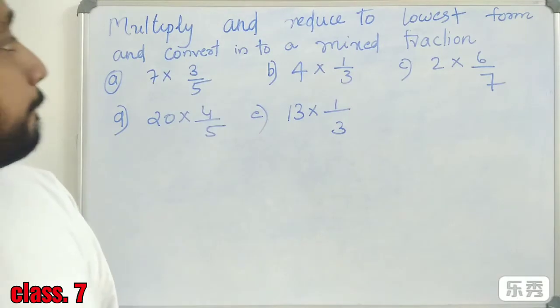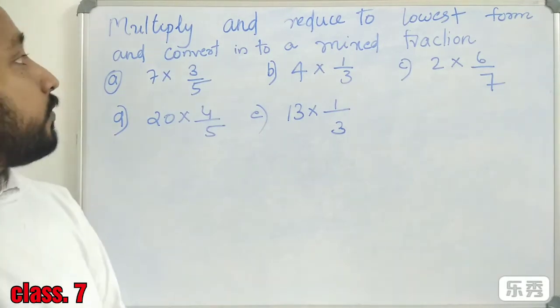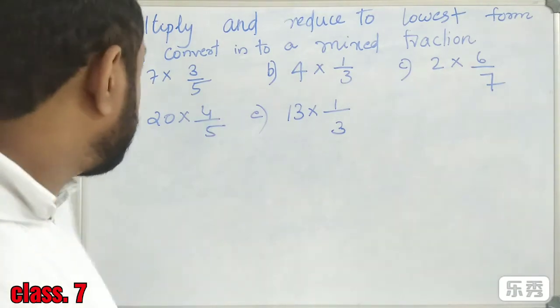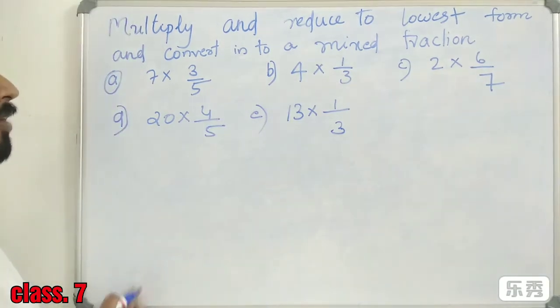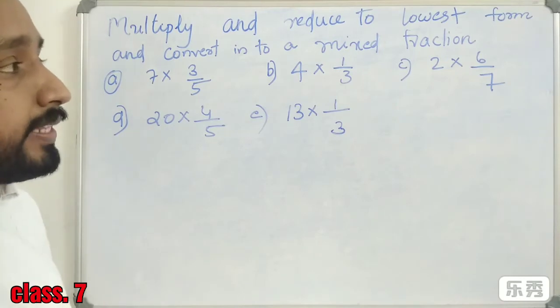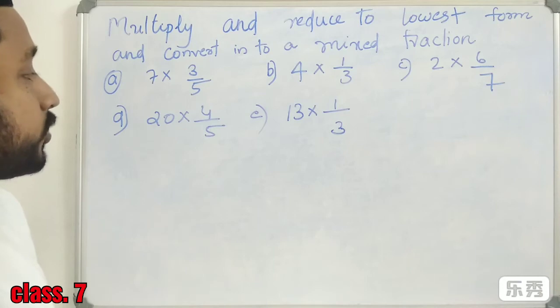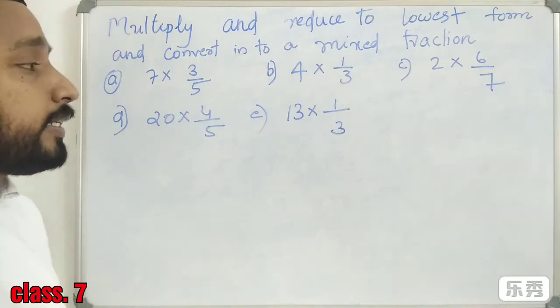One question: multiply and reduce to lowest form and convert into a mixed fraction. The first question is 7 into 3 by 5. Second one, 4 into 1 by 3. Third one, 2 into 6 by 7. Fourth one, 20 into 4 by 5. And last one, 13 into 1 by 3.